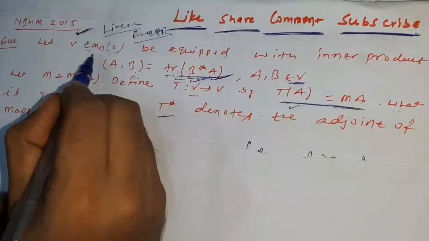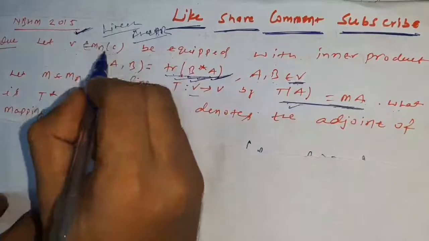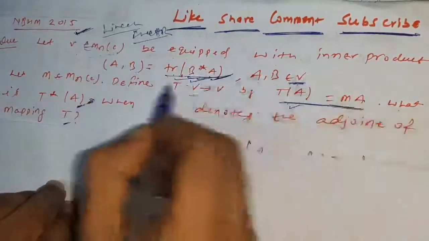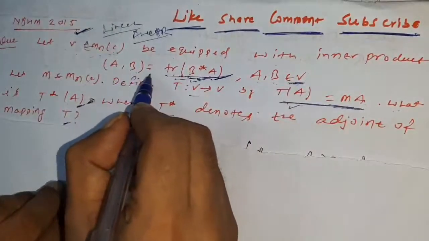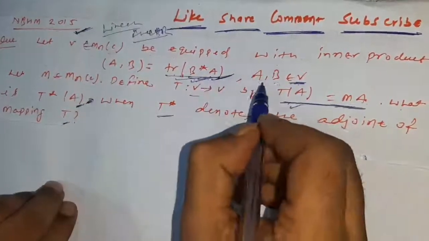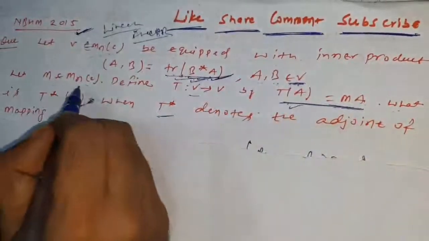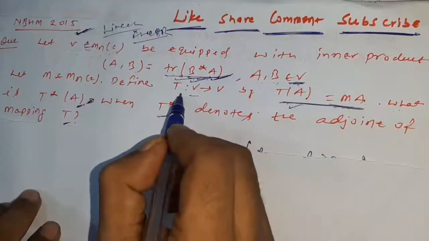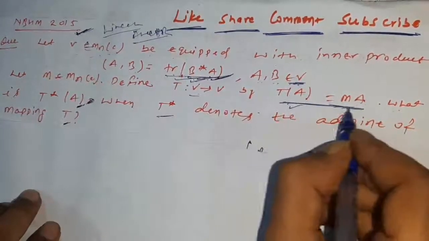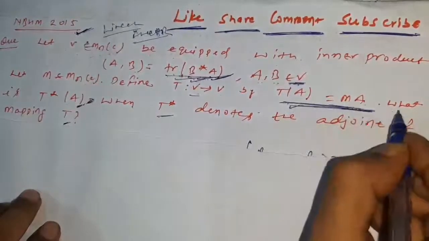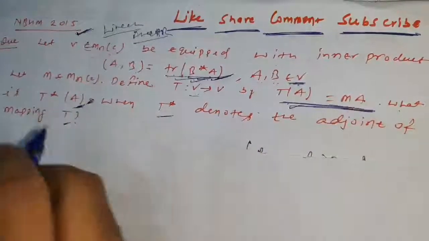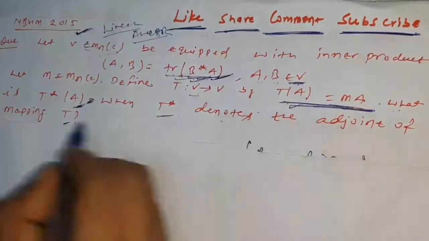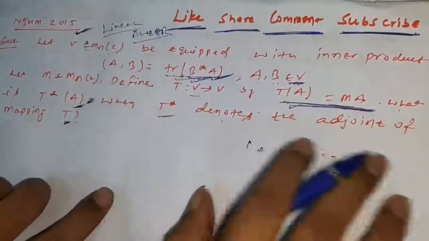Here let M belongs to M_n(C), the collection of n cross n order matrices with complex entries, be equipped with the inner product of A, B equal to trace of B star A, where A, B belong to V. Let M belong to M_n(C); M is another matrix which also belongs to this collection, and define a mapping T from V to V as T(A) equal to MA. What is T star A? What will be the value of T star? The question is asking about this, where T star denotes the adjoint of the mapping T.